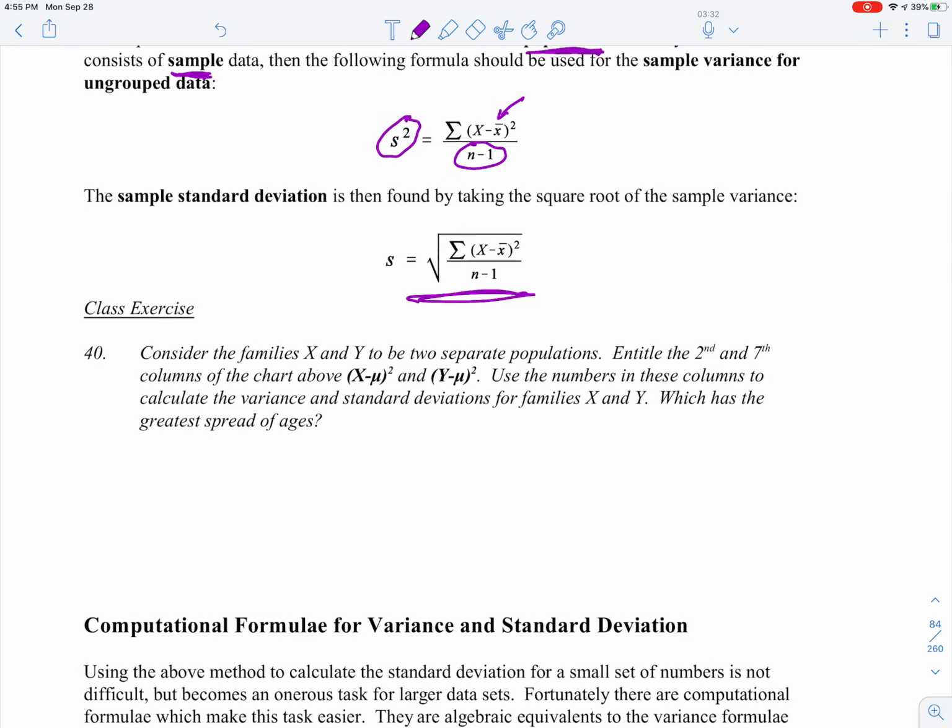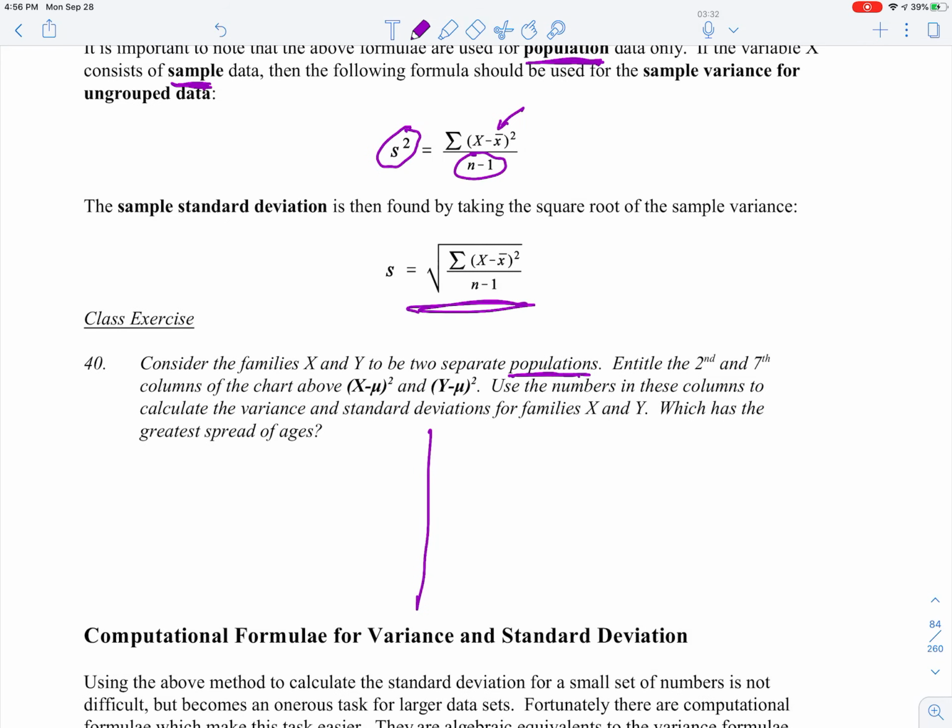So let's take a look here then at considering families X and Y to be two separate populations. And so what we're going to do is come up with the variance of each one. Now, they're going to be considered populations, because that's all we're interested in. And so we're going to be using sigma squared, not s squared. So let's calculate now. For family X, I'll put a little x down here just to show that it's x. It will be the sum of the x minus mu's squared divided by n.